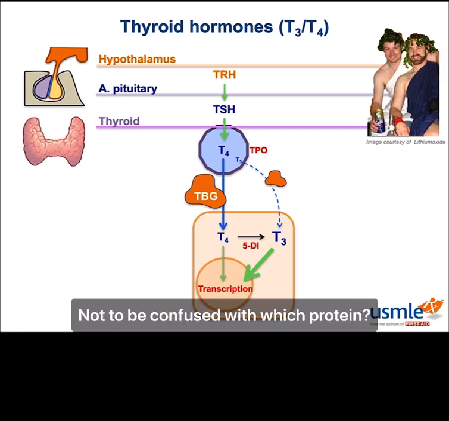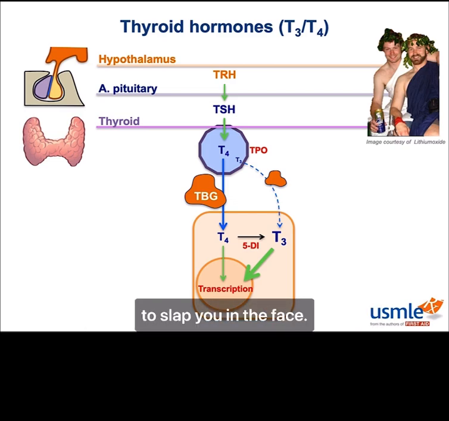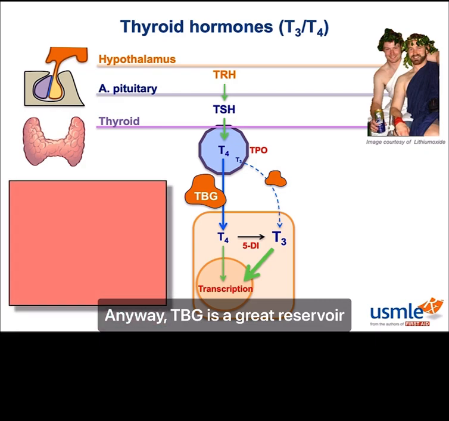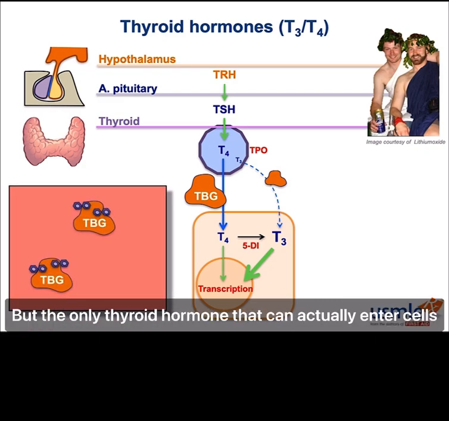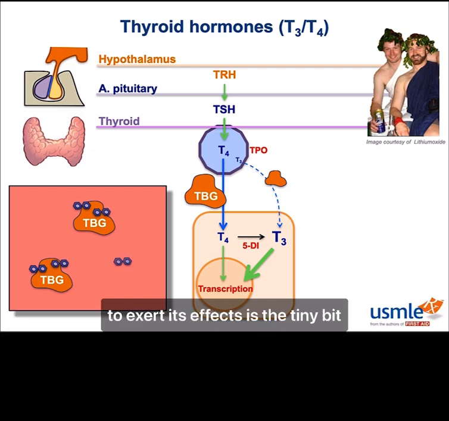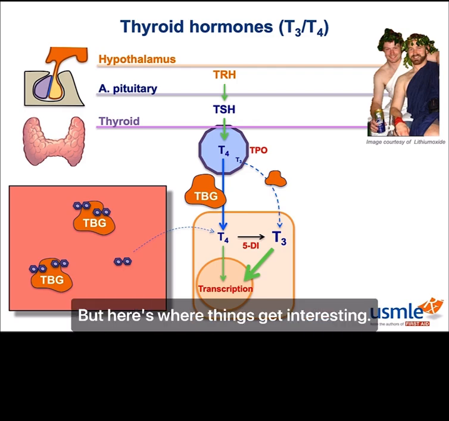Not to be confused with which protein? Thyroglobulin, and if you mix these up on the test, I will seriously hunt you down and slap you in the face. Anyway, TBG is a great reservoir for thyroxine in the bloodstream, but the only thyroid hormone that can actually enter cells to exert its effects is the tiny bit that's not bound to TBG. Let's call it free T4. But here's where things get interesting, and try to stay with me on this.